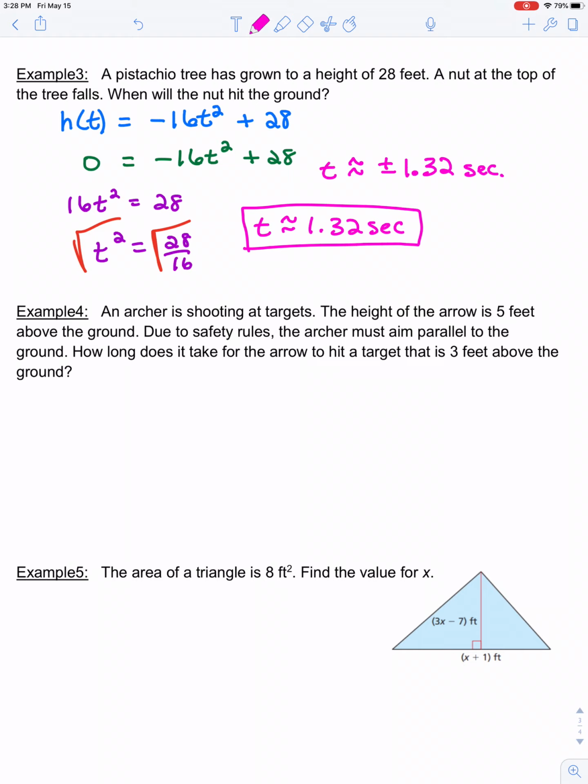Okay, the last one, the archer is shooting at targets. The velocity is actually 0, so it's going to look similar to example number 3. The last example, example number 5, you're using the area of a triangle. You can try it on your own, and then you can check PowerSchool for your notes, and you can see if you did it correctly. Good luck.